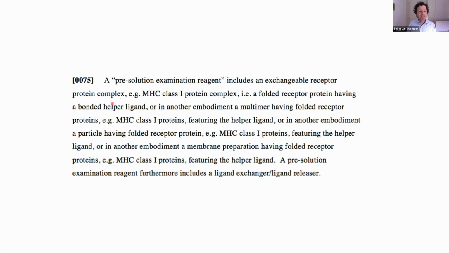This is paragraph number 75. I'm not sure that I'm going to read this out now, maybe just the first sentence. A pre-solution examination reagent includes an exchangeable receptor protein complex, e.g. MHC class I protein complex, i.e. a folded receptor protein having a bonded helper ligand, or in another embodiment, a multimer having folded receptor proteins, e.g. MHC class I proteins featuring the helper ligand, or in another embodiment, a particle having, I think this sentence is just never going to end.